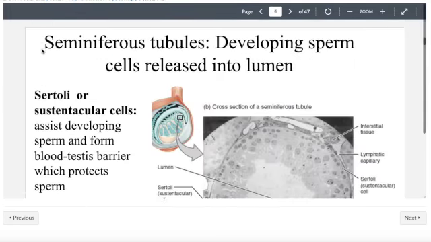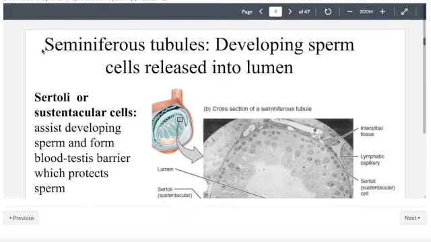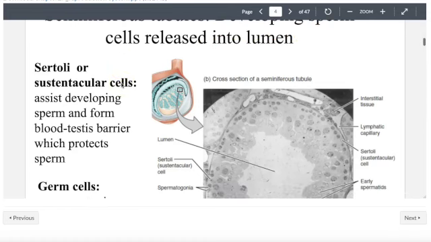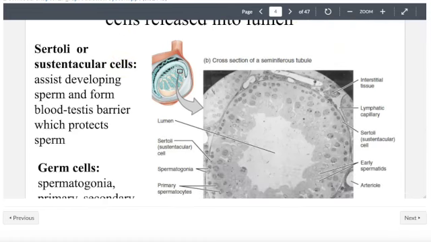So we're going to look more into the seminiferous tubule. That's where the sperm is developed and released into the lumen. There are different types of cells. Sertoli or sustentacular cells secrete signaling molecules for sperm development and for whether the sperm needs to be recycled, whether it needs to live or die.